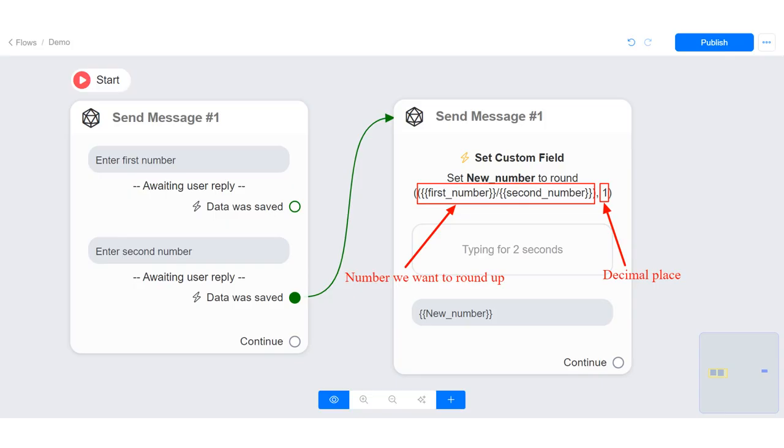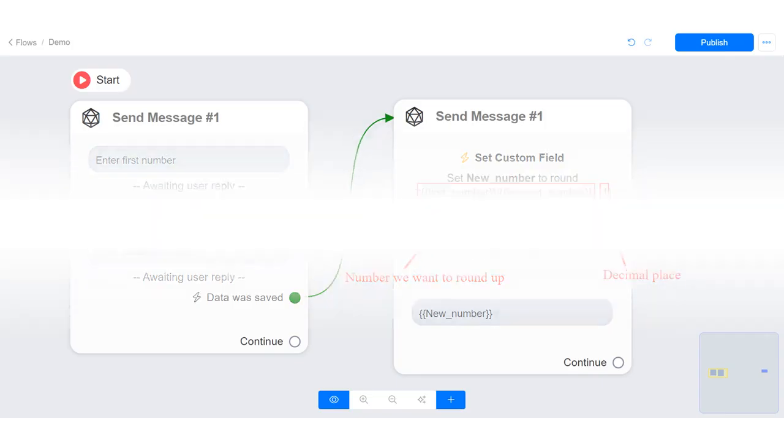First, we write the round keyword and then open a bracket. Inside the bracket, we need two important parameters. The first parameter is the decimal number we want to round up, and the second parameter is our desired decimal place. Let me show you.